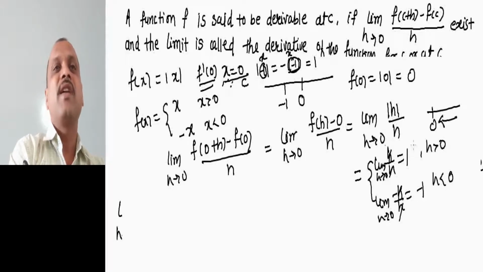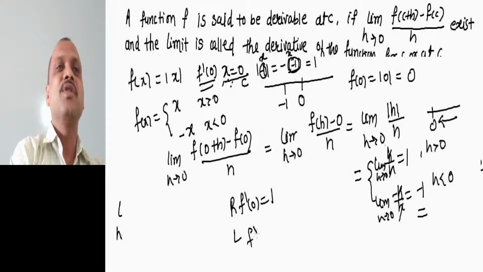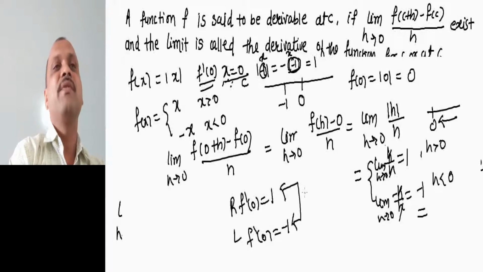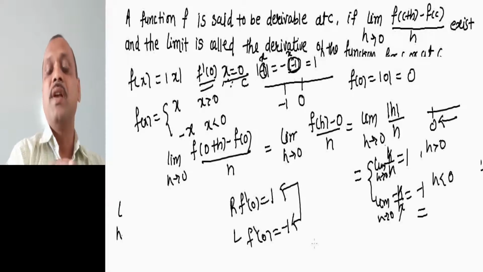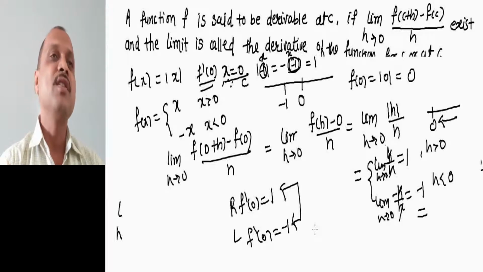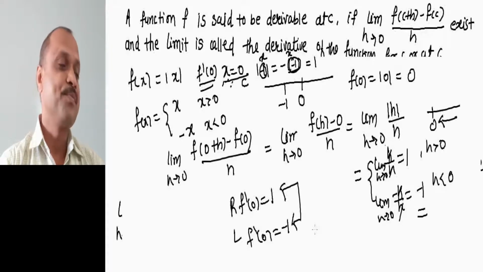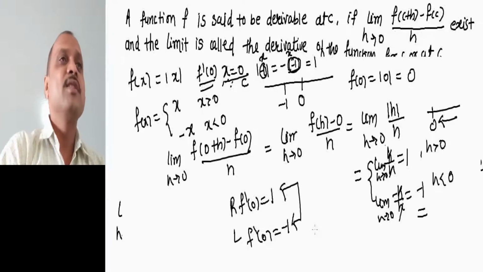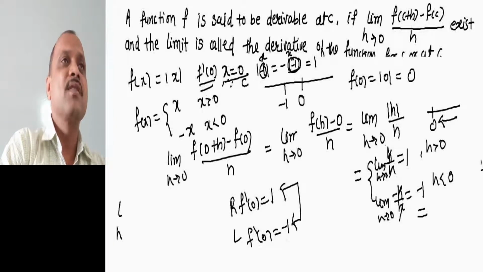Okay. So this is my right derivative. Right derivative f dash of 0 is equal to 1, and this is my left derivative, f dash of 0 is equal to minus 1. Look here, the right derivative is not equal to the left derivative, and hence the function f of x equal to mod x is not derivable at the origin, since the right derivative is not equal to the left derivative. Okay. So let us see one more example of this.